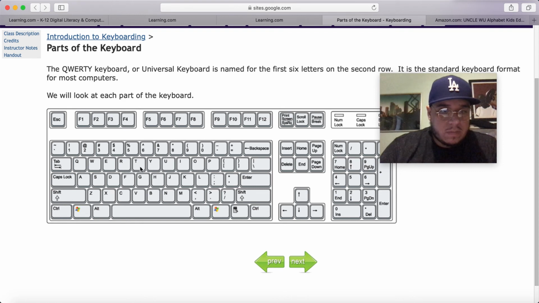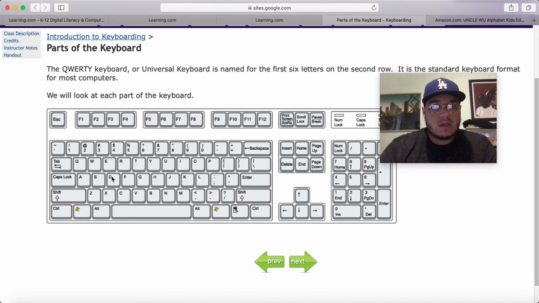D, let's see. I don't see it there. Here goes A again. D, right here. So we have A, B, C, D, and we have one more, E. E, let's look up here. There it goes right there. You found it fast. So we have A, B, C, D, E.